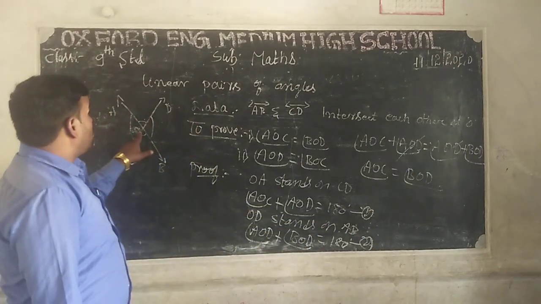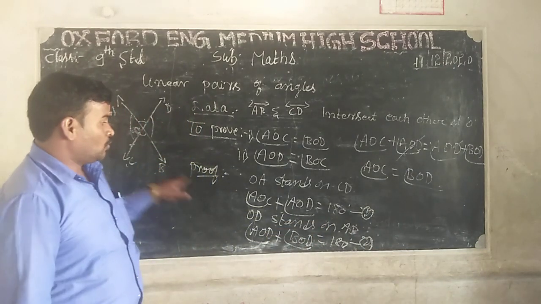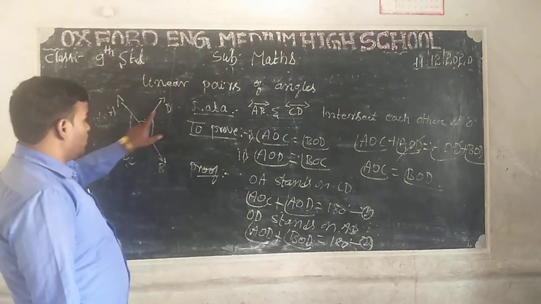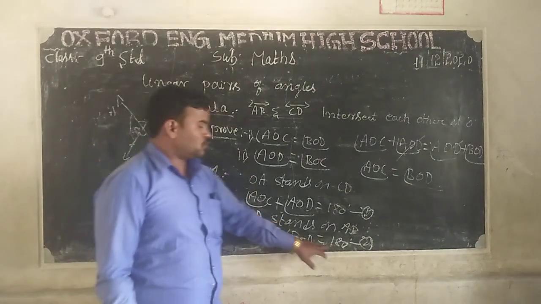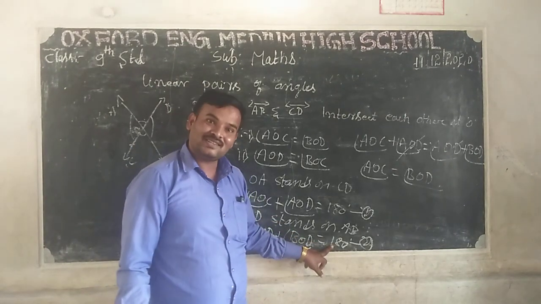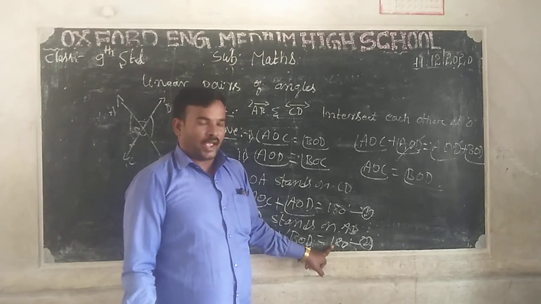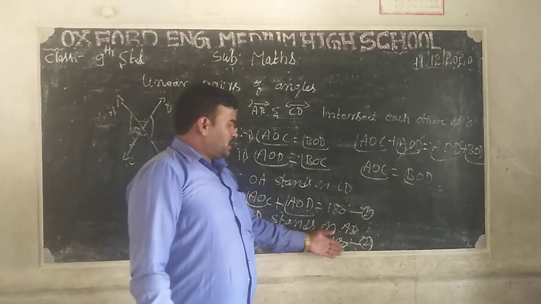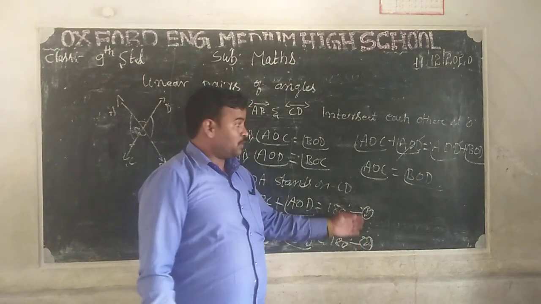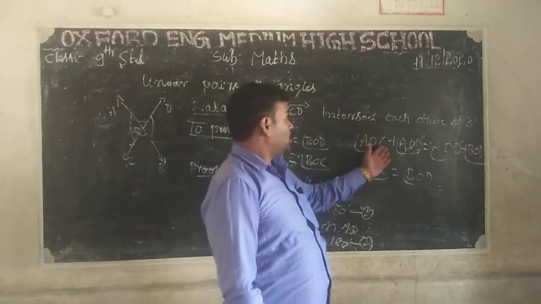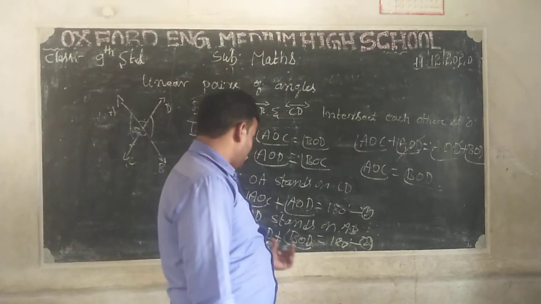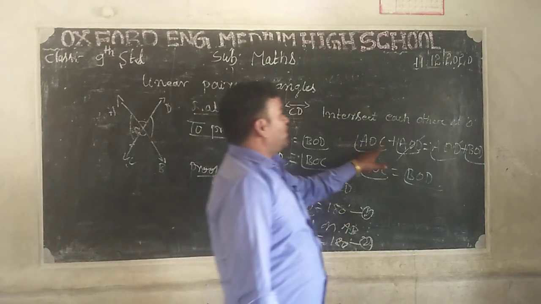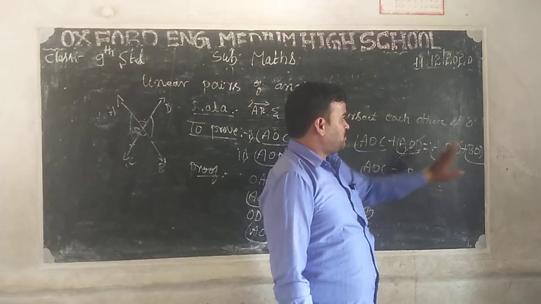And the second one, OD stands on AB. So therefore, AOD plus BOD, the sum of two angles is equal to what? This is also 180 degrees, because it is also a linear pair of angles. So both pairs are equal to 180 degrees. Then you call them equations 1 and 2. From 1 and 2, both LHS are equal to 180 degrees. AOC plus AOD is equal to AOD plus BOD.